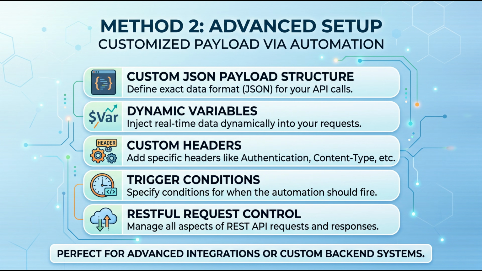Method 2. Advanced Setup. Customized payload via automation. This method gives you full control over custom JSON, payload structure, dynamic variables, custom headers, trigger conditions, RESTful request control, perfect for advanced integrations or custom backend systems.